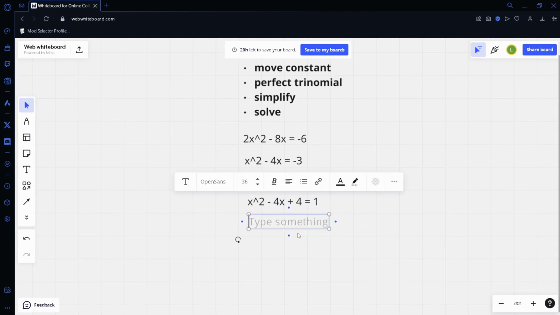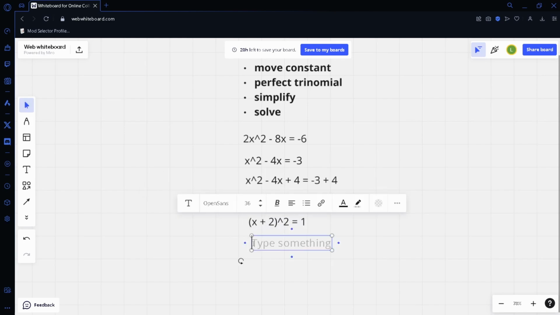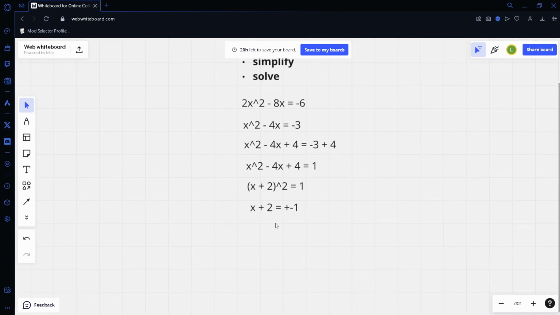Then turn the left into a square. X minus 2 squared equals 1. Then square root. X minus 2 equals plus or minus 1. Then 2 plus 1 is 3. 2 minus 1 is 1. Those are your answers.